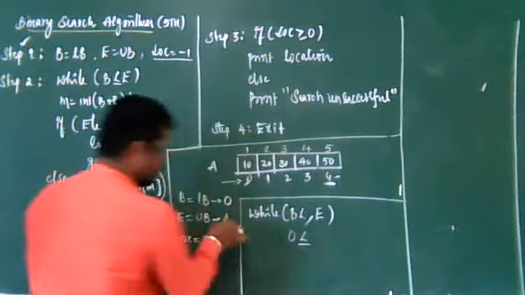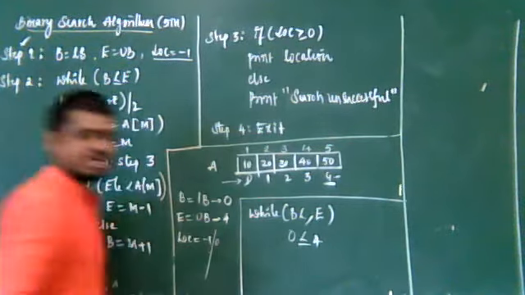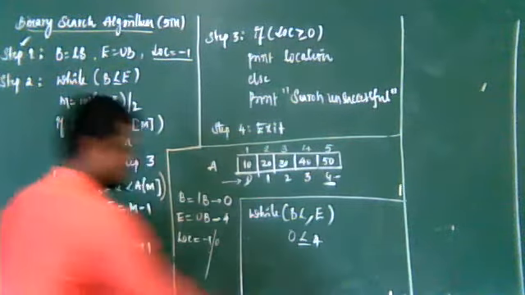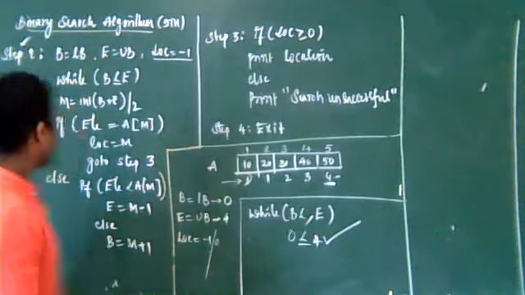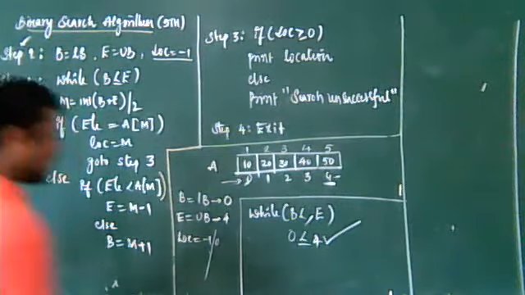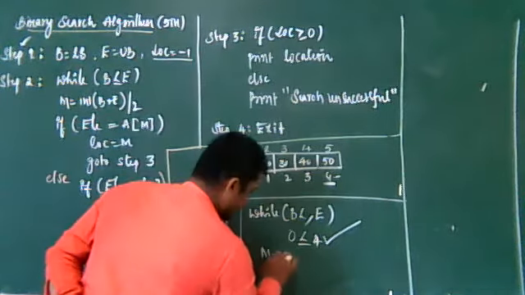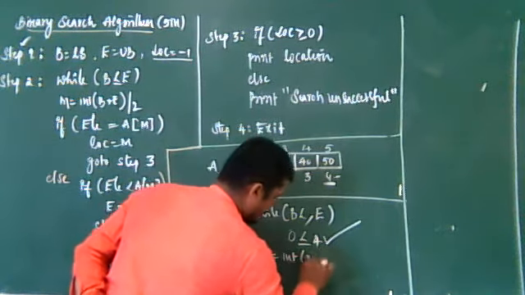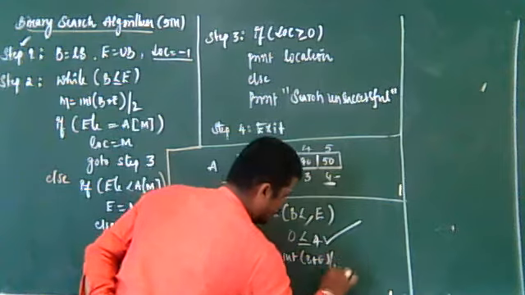Beginning is lesser than end, how much? 0 is lesser than 4. Condition is true, so I can move to the next line. First you need to find out the middle value. What is the formula to find the middle value? M equals int of (B plus E) by 2.